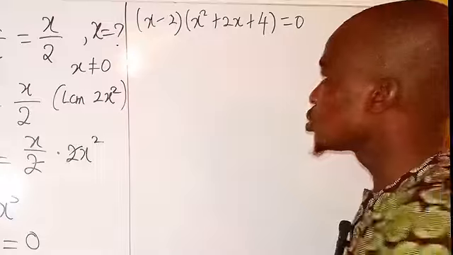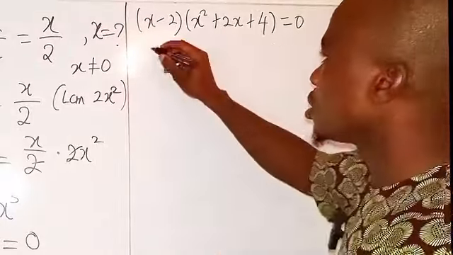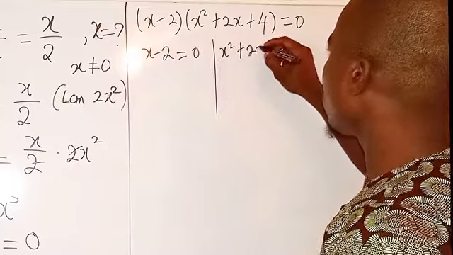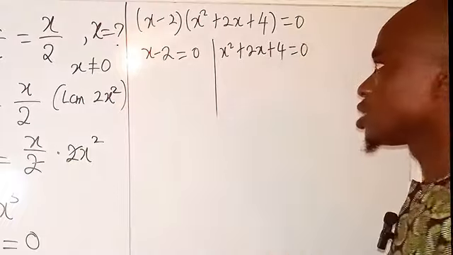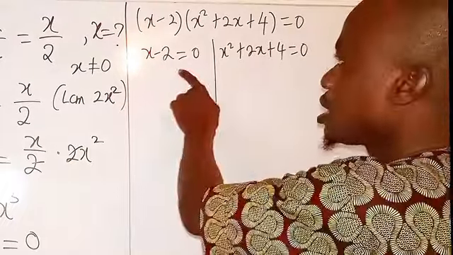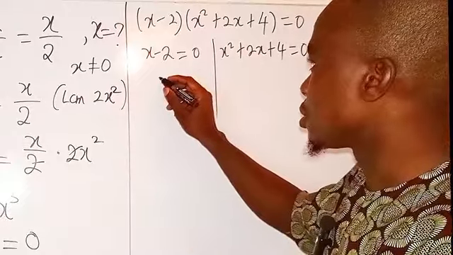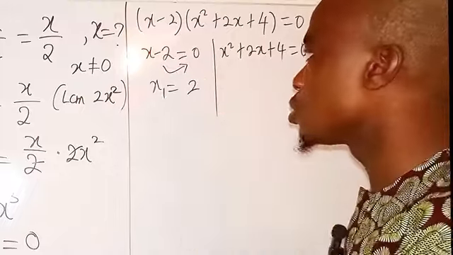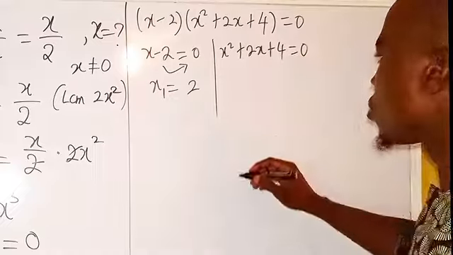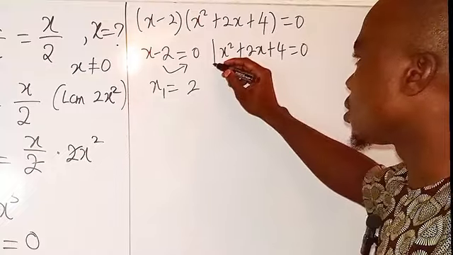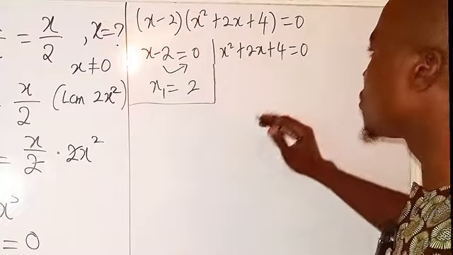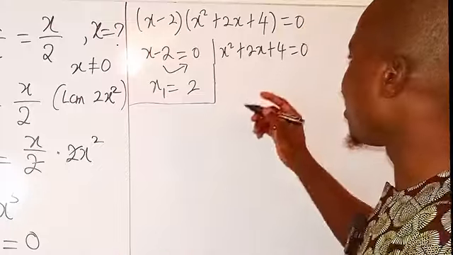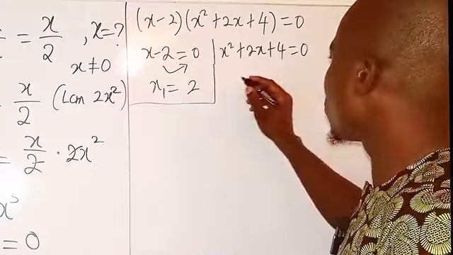So now from here, the next thing we're going to do is, we can see this is a zero-form equation. So x minus 2 is equal to 0, and x squared plus 2x plus 4 is equal to 0. Are you following? So now from there, it is clearly deduced that if you send this to the other side, this will give us 2. So we have one of the solutions to be 2. Right? So let's solve this one further. I'm going to use the quadratic formula here because it's not easy to factorize this.